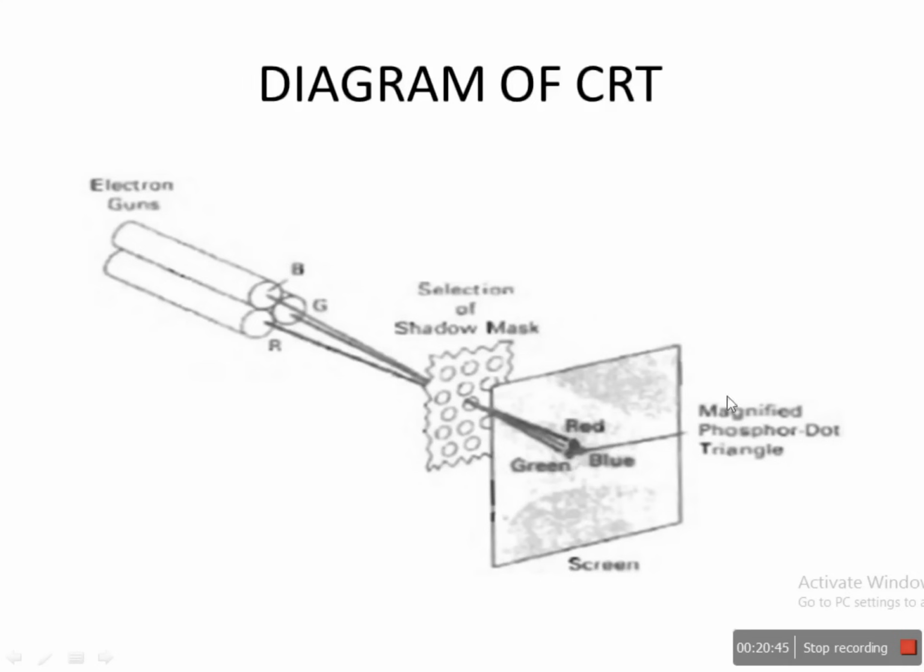And this is the phosphorus screen. So this shadow mask is used basically to position all three beams on the phosphorus screen.